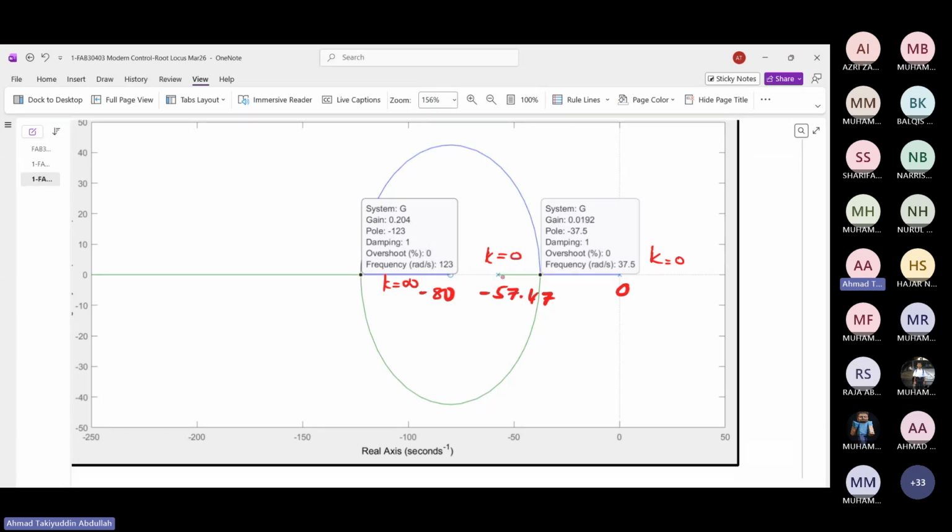But by having this real axis segment, definitely we need to know at least the points on the real axis that we need to find out in the next step of our plot. As this is k equals 0, we need to know the point that will be named the breakaway point. Why? Because it will be traversing from this k equals 0 up to infinity. Got it? You got the idea?